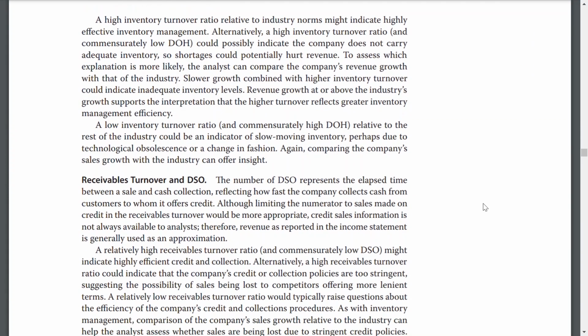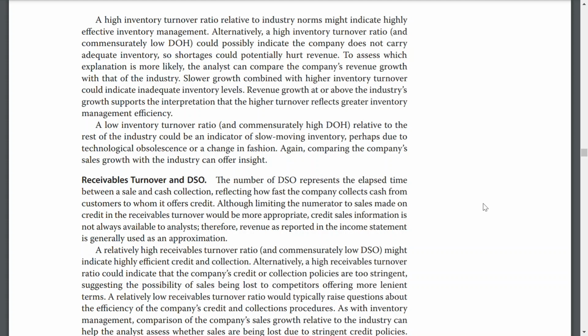A high inventory turnover ratio relative to industry norms might indicate highly effective inventory management. Alternatively, a high inventory turnover ratio and commensurately low DOH can potentially indicate a company does not carry adequate inventory, so shortages can potentially hurt revenue. To assess which explanation is more likely, the analyst can compare the company's revenue growth with that of the industry. Slower growth combined with higher inventory turnover can indicate inadequate inventory levels. Revenue growth at or above the industry's growth supports the interpretation that higher turnover reflects greater inventory management efficiency.